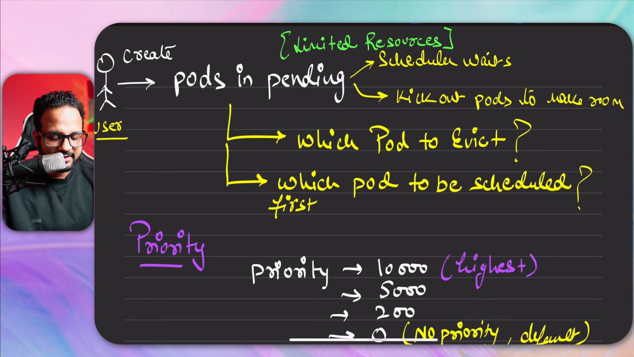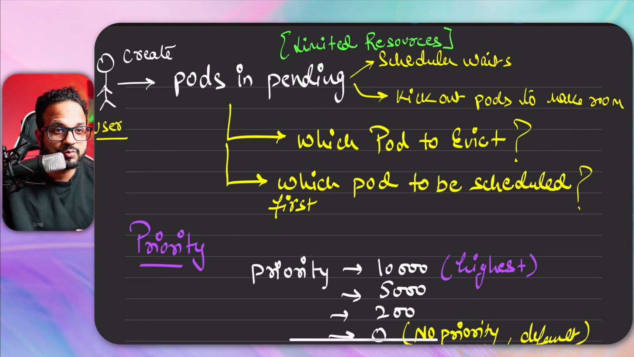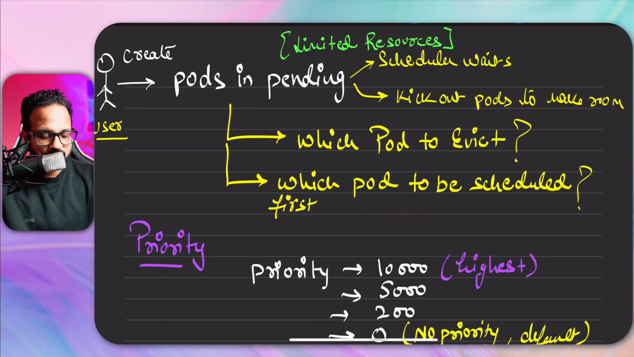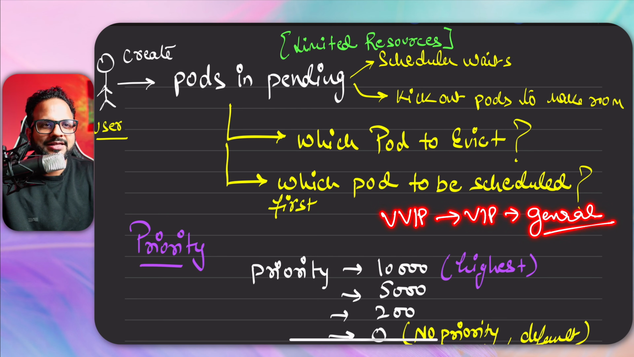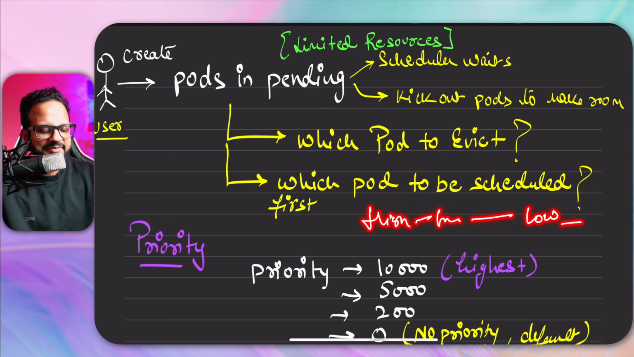And there are certain decisions that the scheduler has to take, like which pod to evict. And like I've told you, that's called preemption. And then which pod to be scheduled first, and then which pod to be scheduled after that. That's totally based on the priority. So let's assume VVIPs get the highest priority, then VIPs, and then the general public. That's how priority works as well. First the high priority pods, then the medium priority, then the low priority, or more if we have more classes.